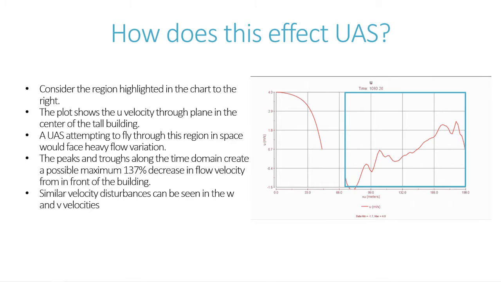So how does this affect UAS? We're going to consider this is the taller building, and this region highlighted on the chart to the right shows the changes in U velocity over the time period. And you can imagine that a UAS attempting to fly through this region in space would face heavy flow variation with a possible maximum of 137% decrease in flow velocity from that end velocity of 4 as the data goes all the way to about negative 2. And the same velocity disturbances can be seen in the W and V velocities for this tall building.